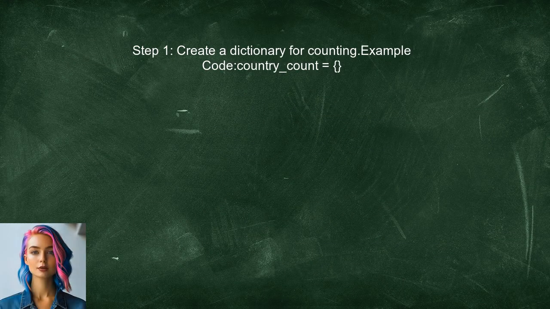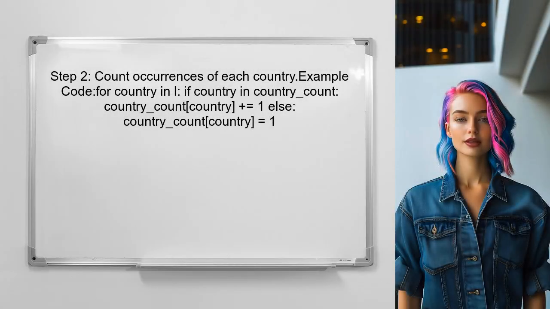To count each unique country in the list, the user should first create a dictionary to store the counts. This will help in organizing the data efficiently. Next, the user should iterate through the original list of countries. For each country, they will check if it is already in the dictionary. If it is, they will increment the count. If not, they will add it with a count of 1.